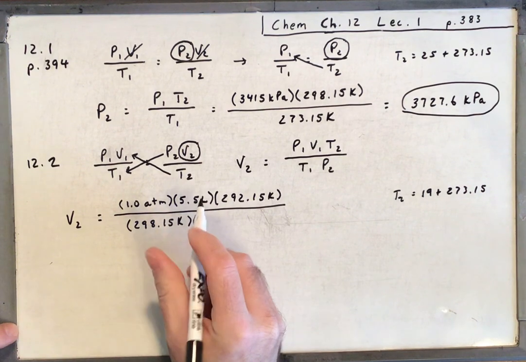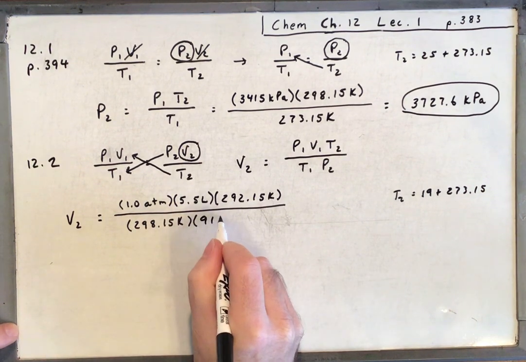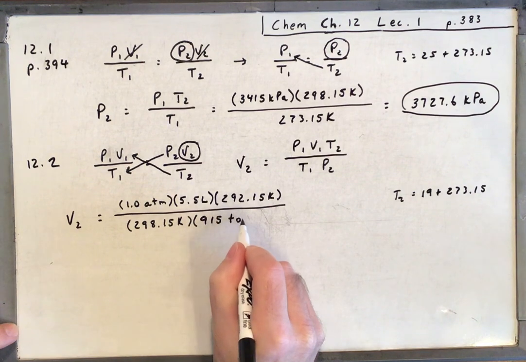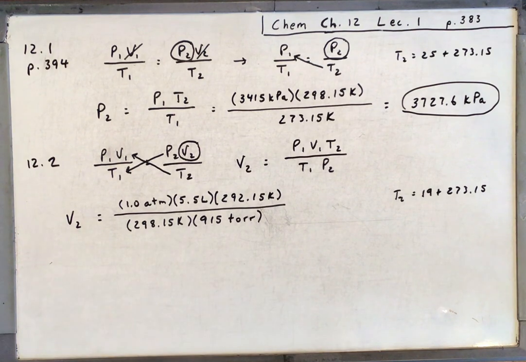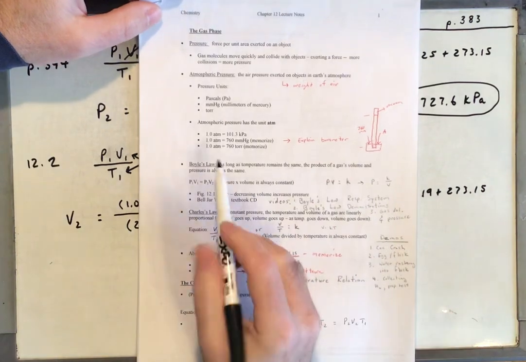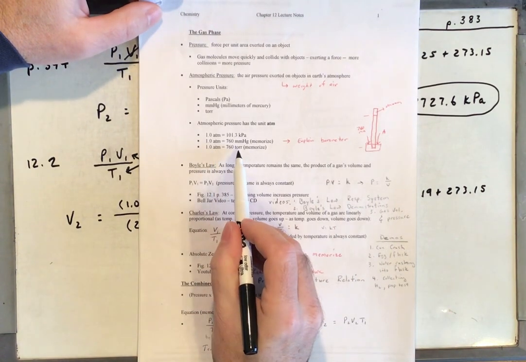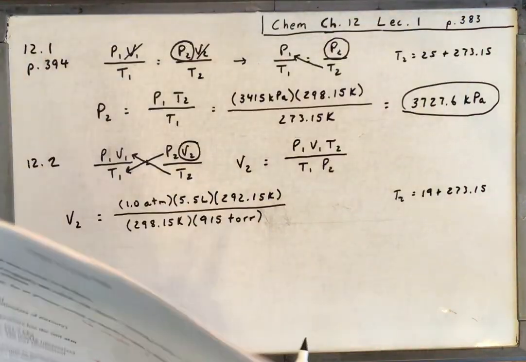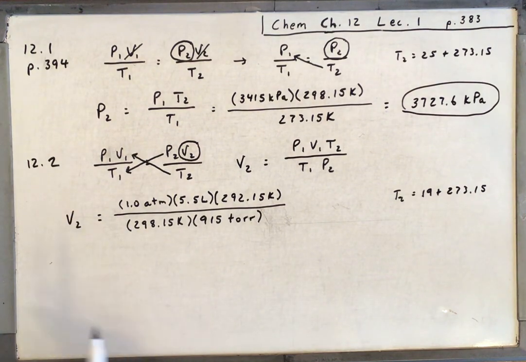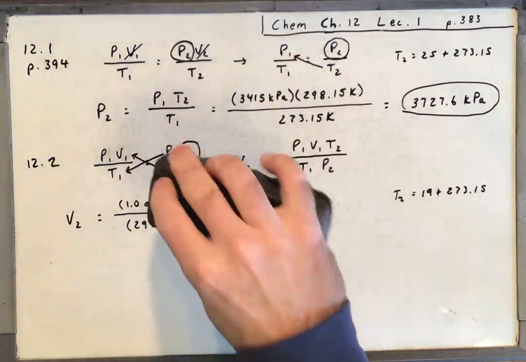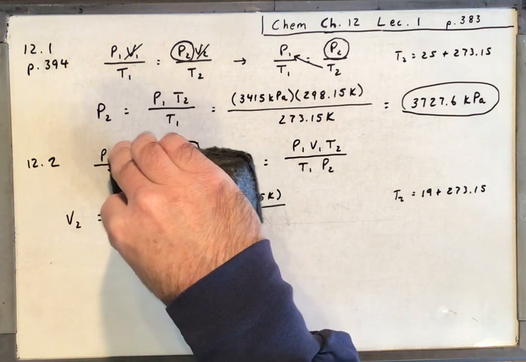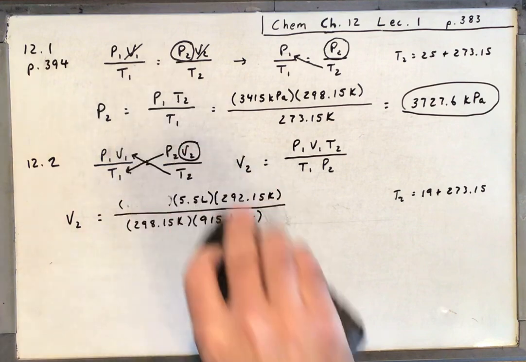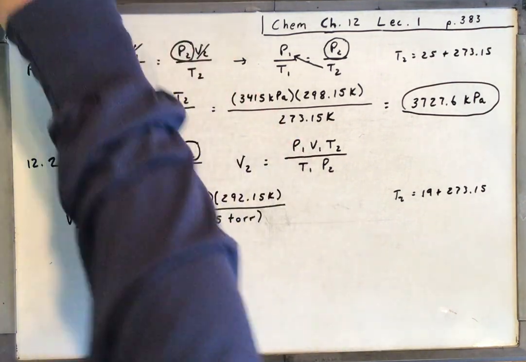Our second pressure is 915 torr. So down in the lake, pressure goes up. Now on the first page of your notes, we know that 1 atmosphere of pressure is equal to 760 torr. It's going to be easier then for you to change this problem from atmospheres to torr. You could also convert torr to atmospheres.